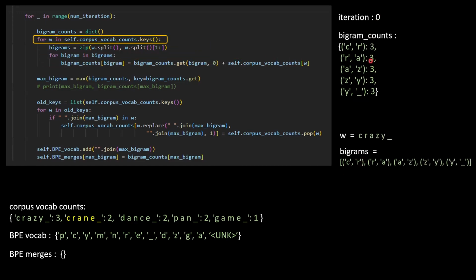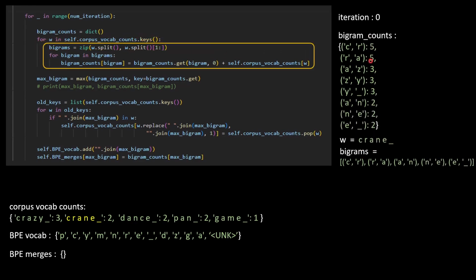Initially it was 3, so now 2 more have been added, because CR was present in crazy, which had a frequency of 3. Now CR is present in crane too, which has a frequency of 2. So CR has appeared 2 times again, so 5 in total. That's what we are doing: we are taking the frequency of the word and adding it to the previous frequency. So this is the past frequency and this is the current frequency of the consecutive pair. Hope you are getting it, right?